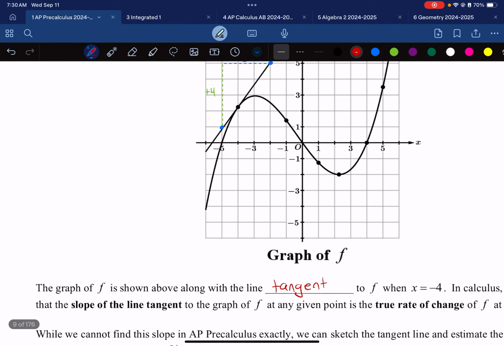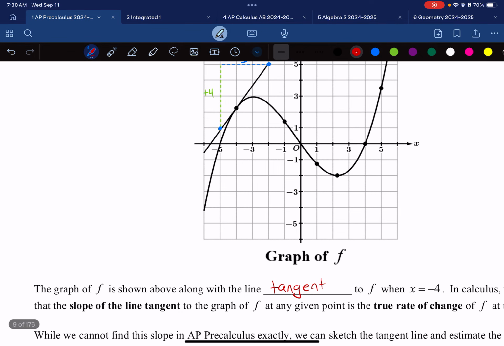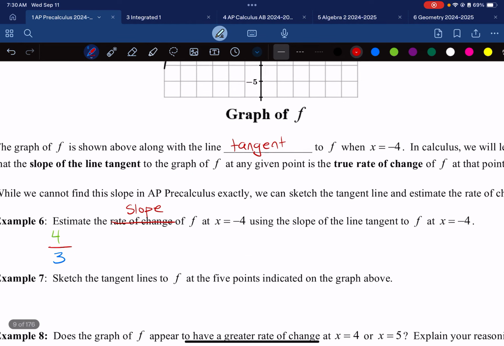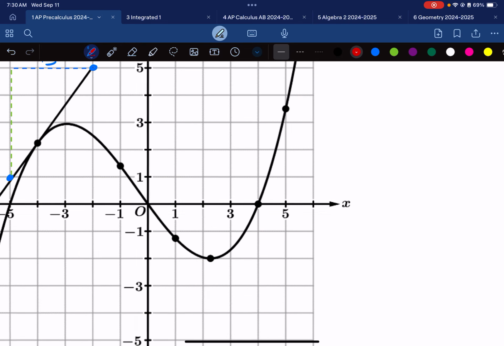And maybe someone else can have a different estimate, maybe it's 3/2. There's a bunch of different ways that you could estimate that. Example 7, sketch the 5 tangent lines. This one is kind of hard to see, so let me go ahead and do green so you can see it on the black. That tangent line happens to be kind of on the line. All tangent lines need to be lines and not curves, so they do need to be straight.